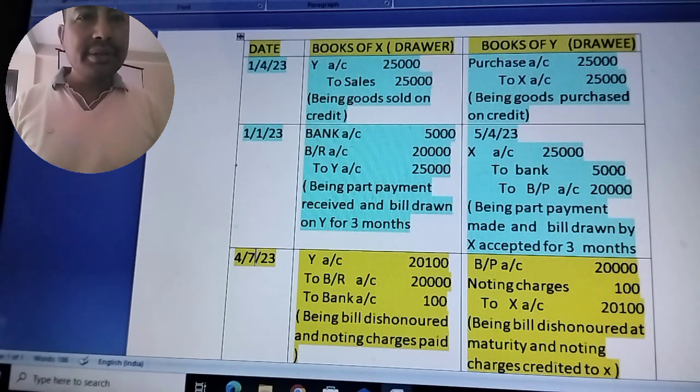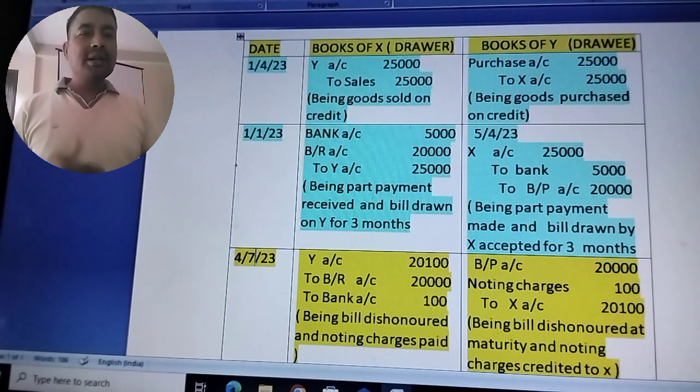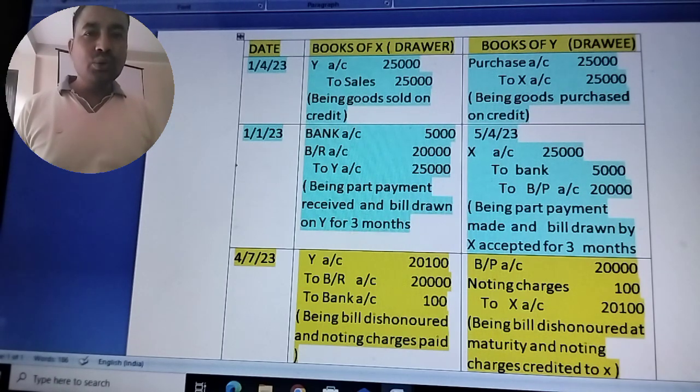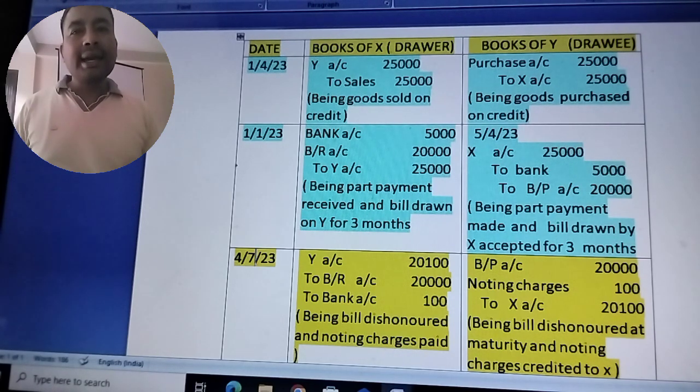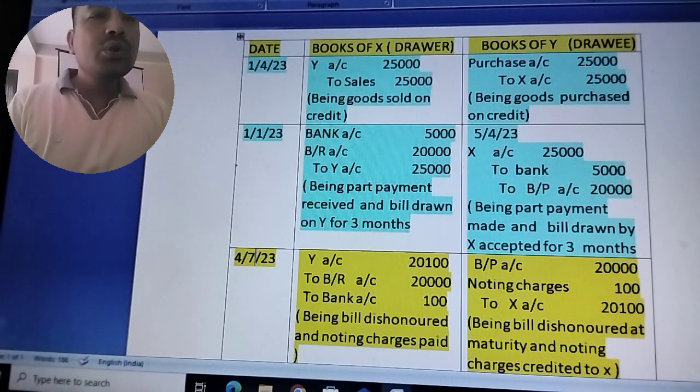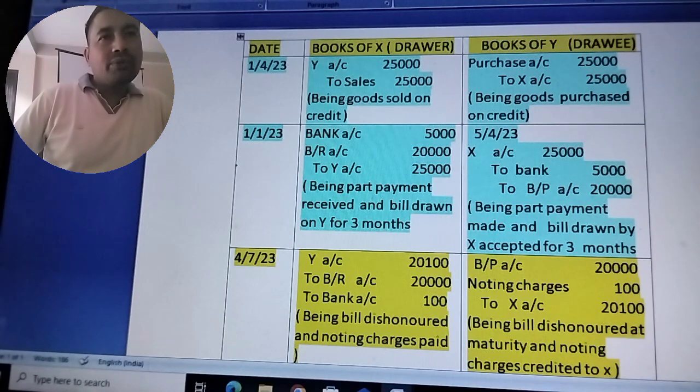So when the bill is dishonored, the drawer will pass the entry as drawee to bills receivable. Actually it is 20,000 but 100 has been paid as noting charges. So X will credit bank as he has paid the noting charges 100, but he will recover from Y. So he will debit Y with the face value of the bill plus noting charges. So Y account will be debited by 20,100 and bills receivable will be credited by 20,000 and bank will be credited by 100. So let's have a look in the books of Y.